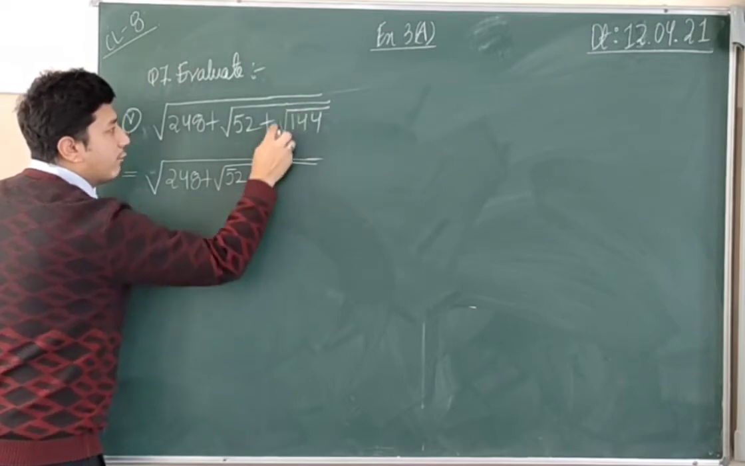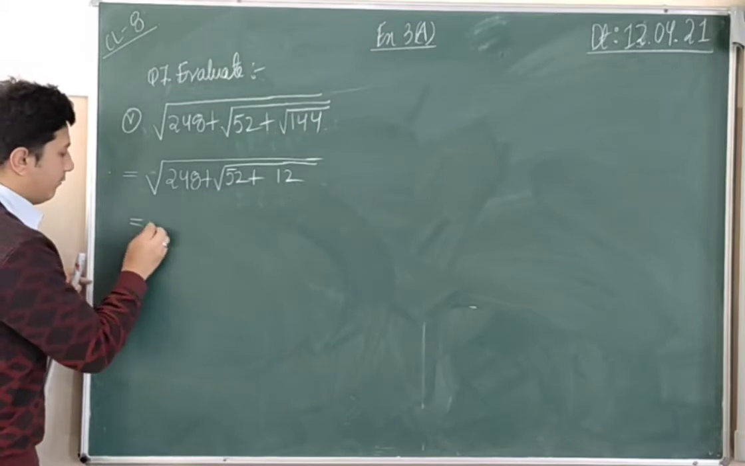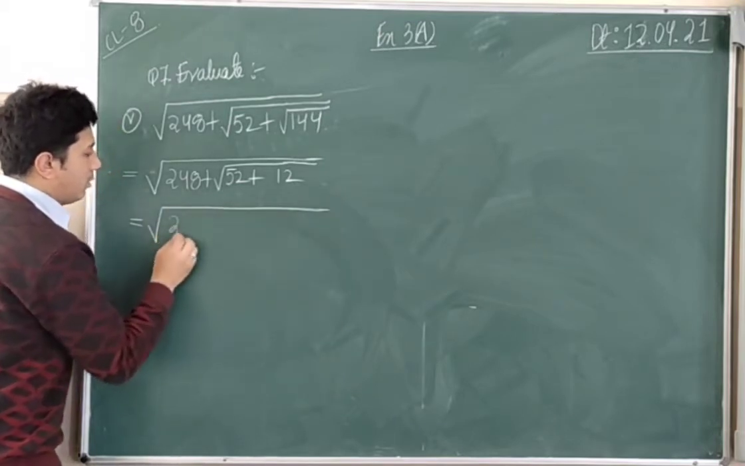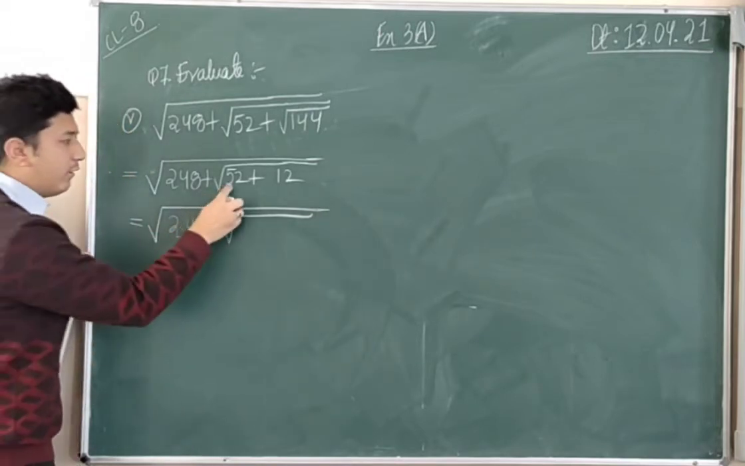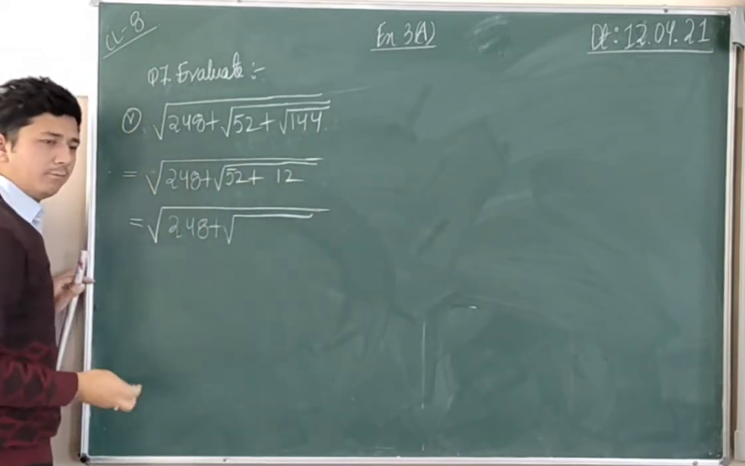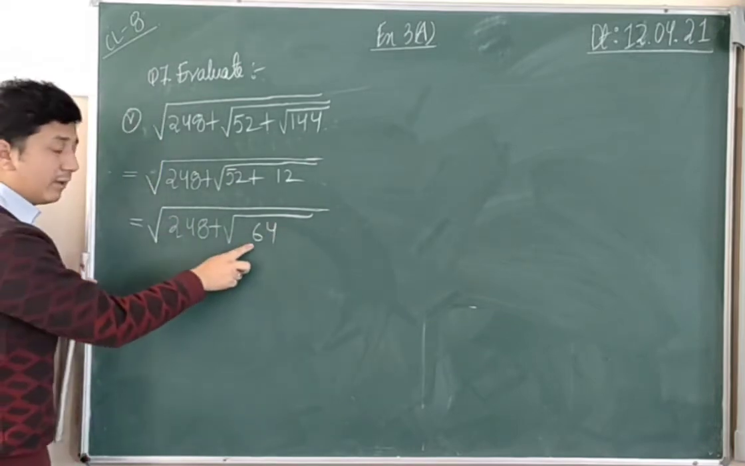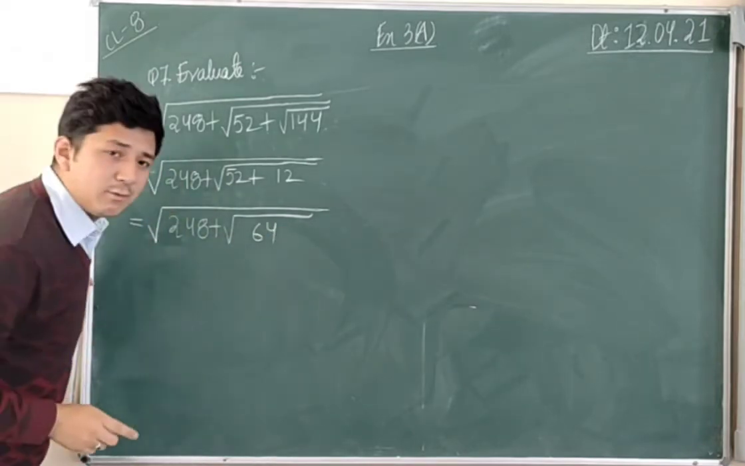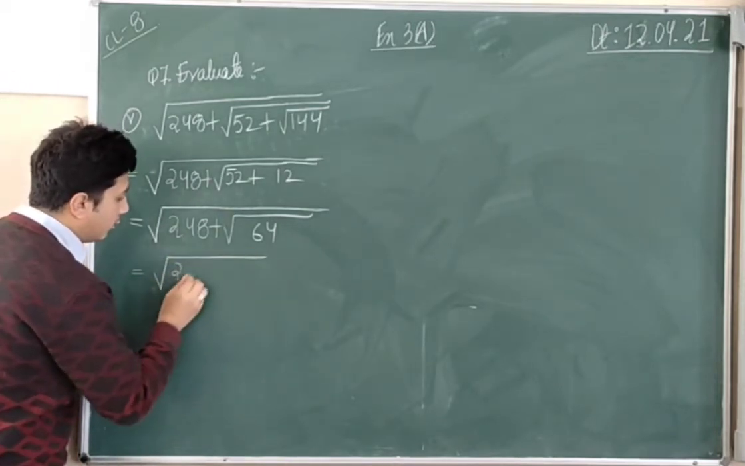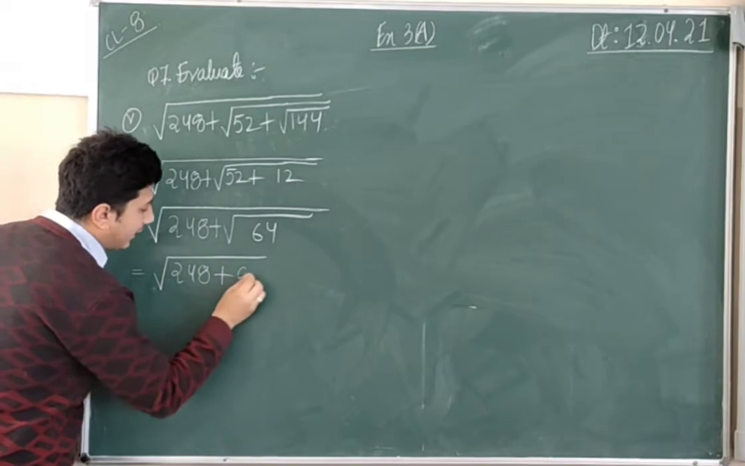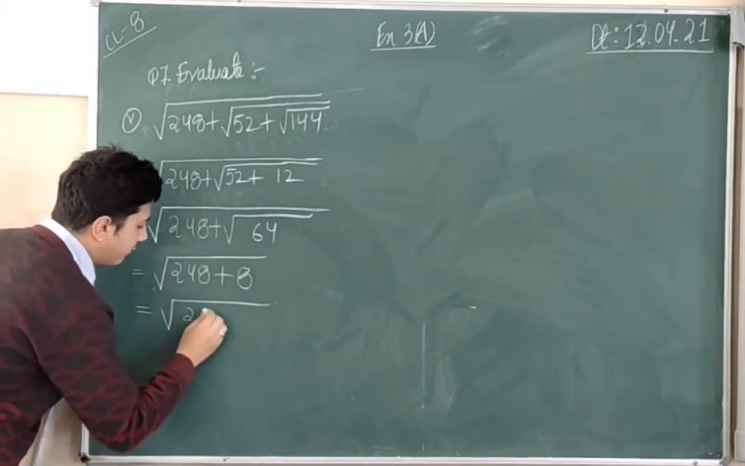So how much is root 144? 12. Am I clear with this? So therefore, first square root 248 plus, inside the second square root, 52 plus 12. How much? 52 plus 12 is 64. Inside the second square root we are getting 64. 64 is a perfect square number. How much? 8. So root over 248 plus 8. Isn't it simple? So therefore root over 256.